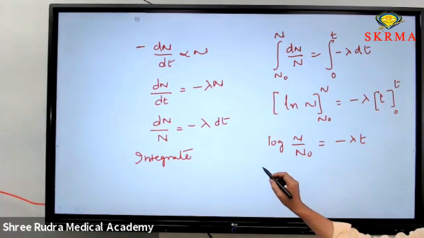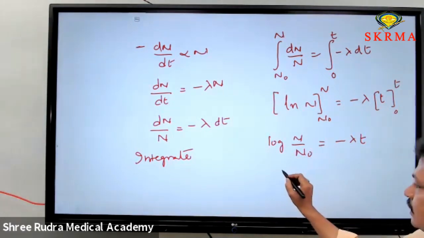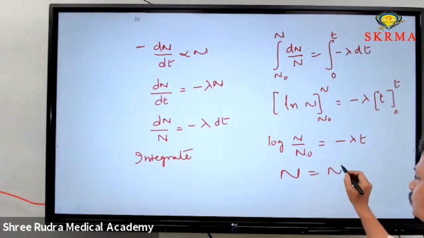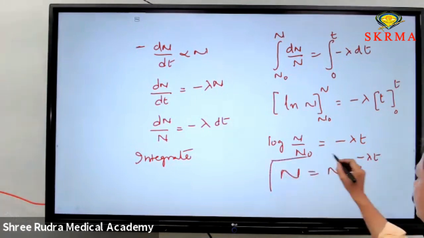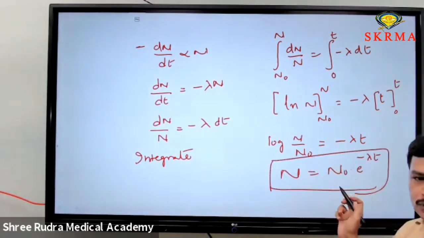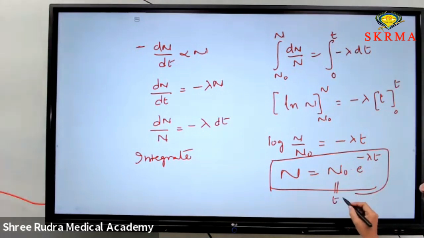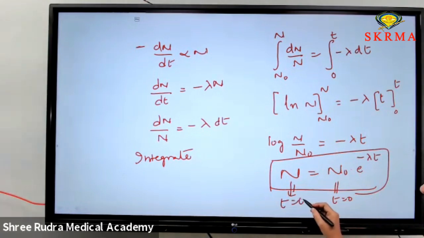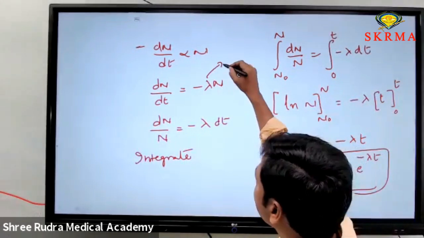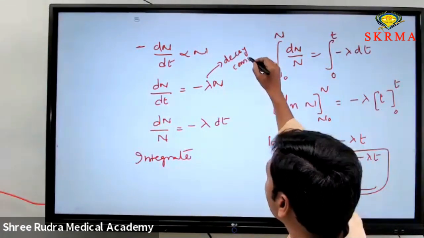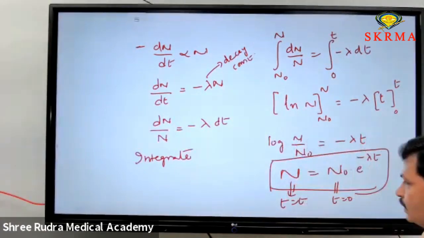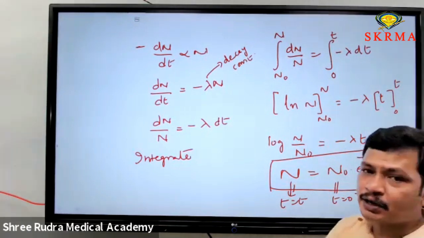If you take the exponential on both sides, you can write N equals N naught into e power minus lambda t. Here, N naught is the initial number of nuclei, the number of nuclei at time t equals 0. N is the number of nuclei at time t equals t. And lambda is called the decay constant.